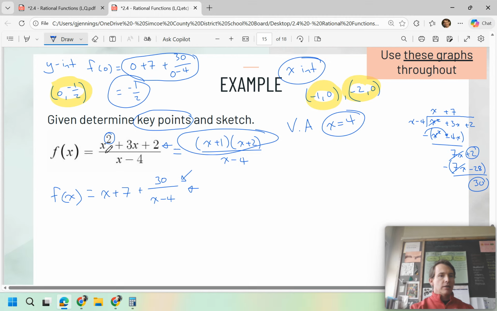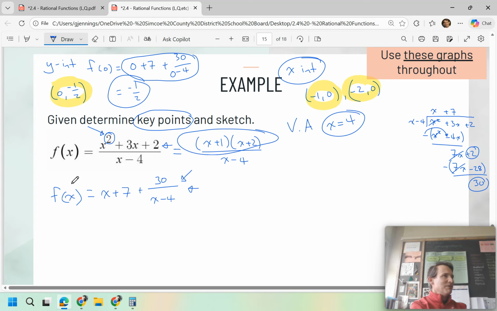Yeah. So that's great. The degree on the top is higher than the degree on the bottom. Whenever that happens, you do not have horizontal asymptotes. But in this case, we have a slant asymptote. Who wants to guess at the equation of the line of the slant asymptote? We talked about it yesterday.